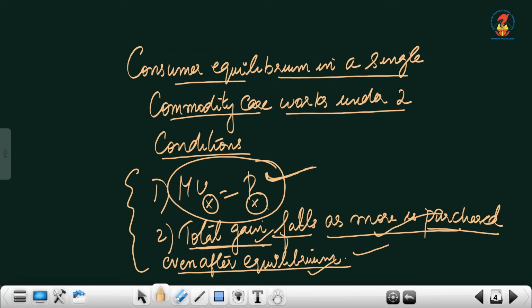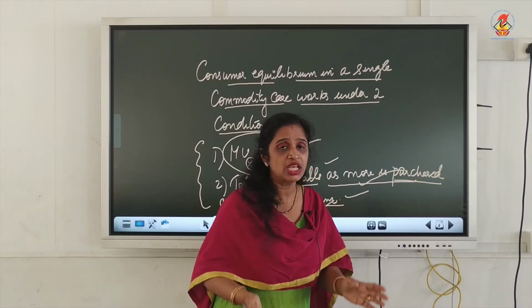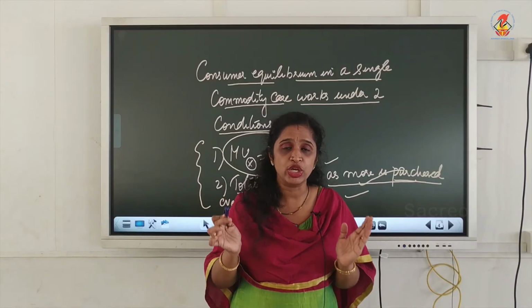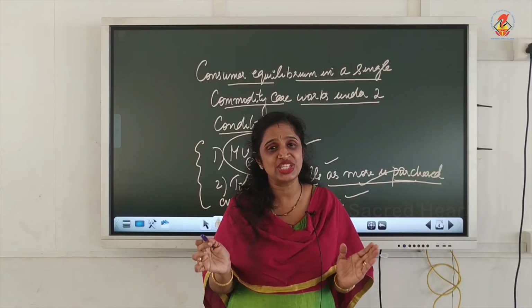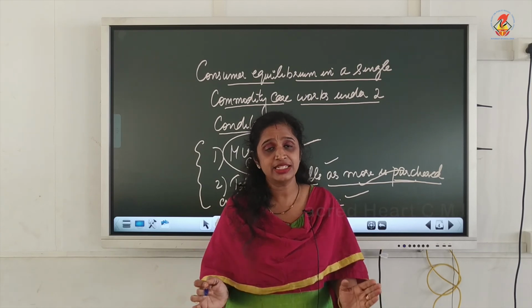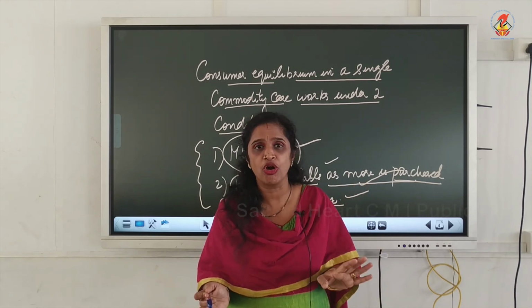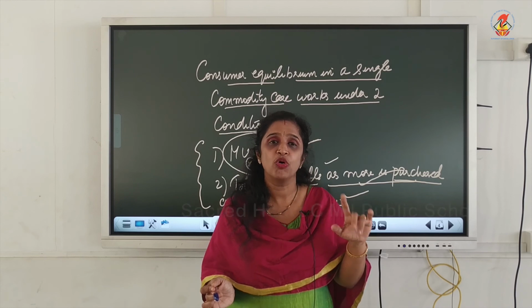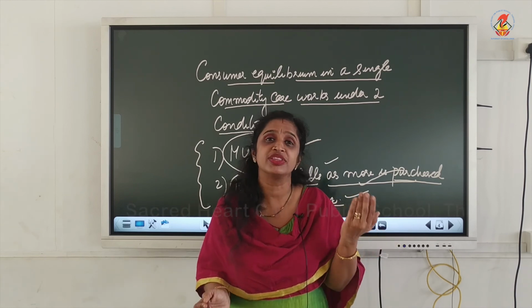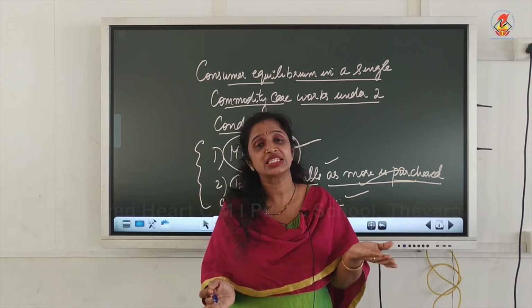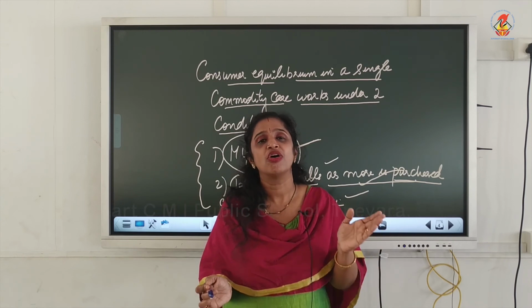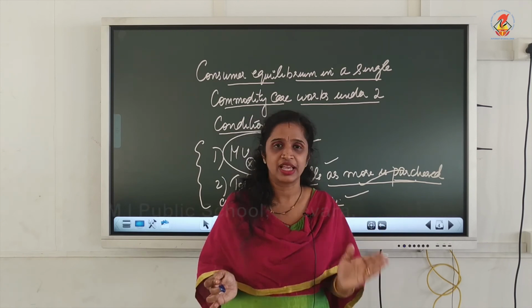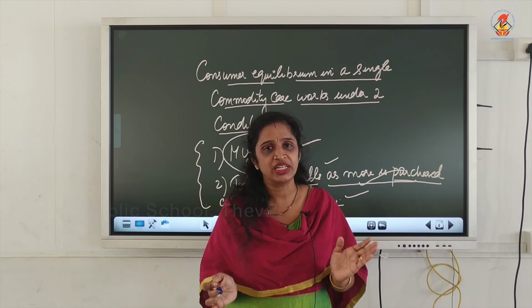So these are the two conditions of the single commodity case. The first one is that marginal utility should be equal to price for the consumer to reach an equilibrium, and the second is that total gain must fall when more is purchased even after the equilibrium. So these are the two conditions of the single commodity case. I hope this is very clear to you.